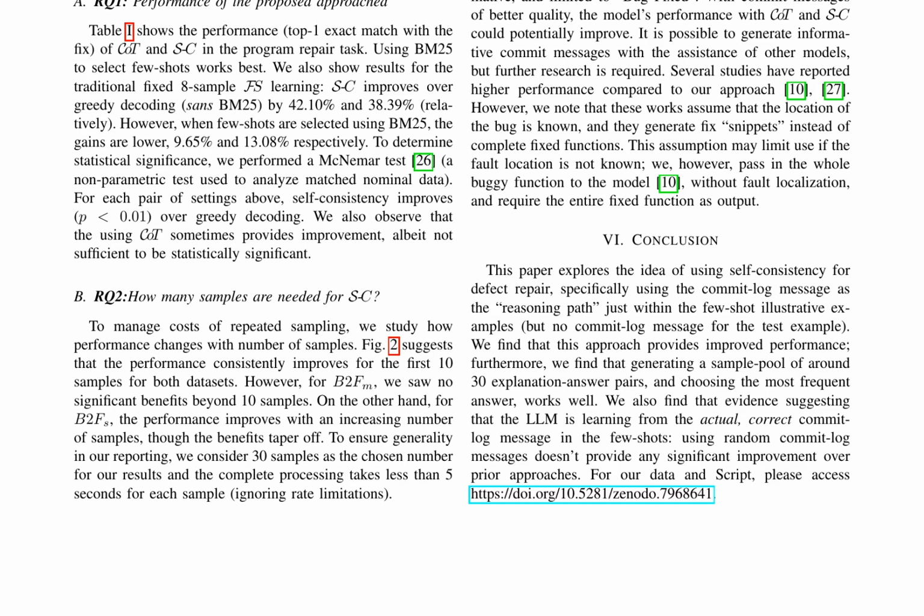An examination of how the number of samples influences performance indicates that the first 10 samples are pivotal for both datasets. Furthermore, the use of original commit messages is crucial for achieving better performance, as utilizing random commit messages does not yield substantial improvement. This underscores the importance of leveraging meaningful contextual information in enhancing the accuracy of program repair.